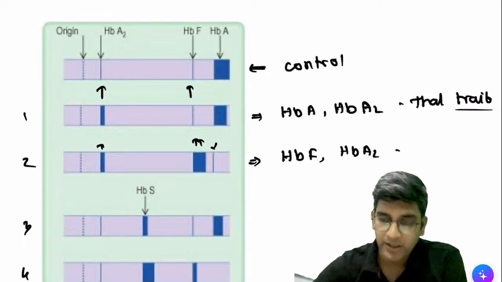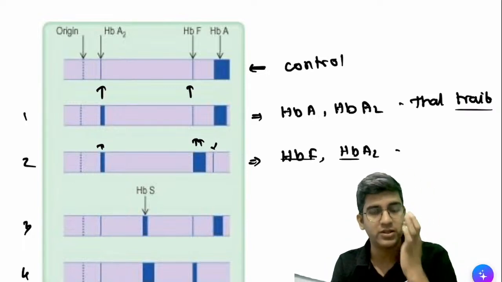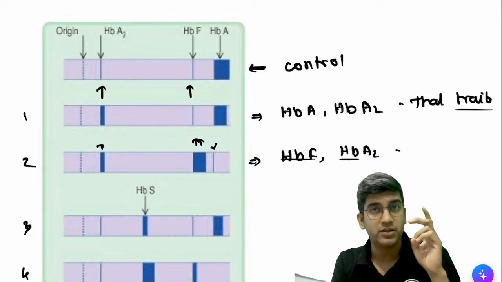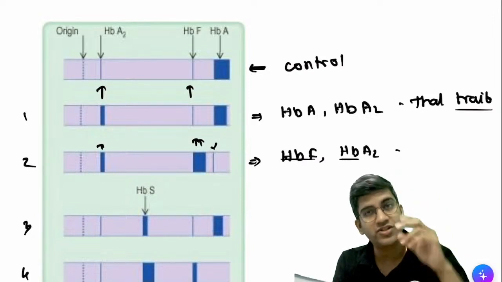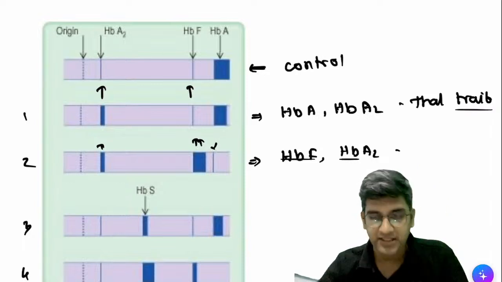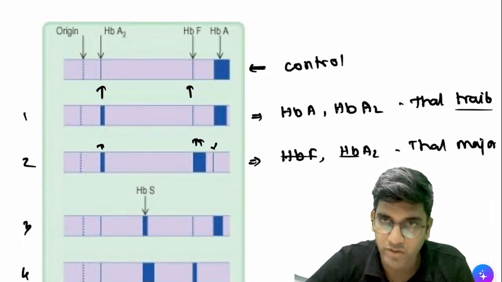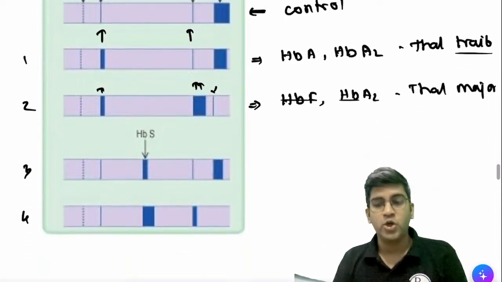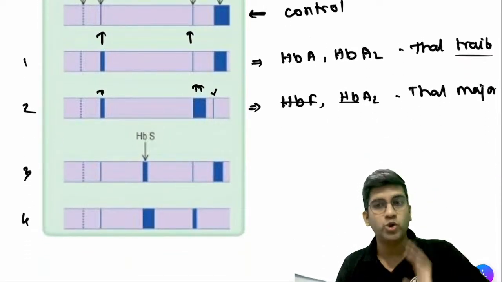Okay, now tell me what is the diagnosis here. Second patient, what's the diagnosis? A2 is present, so it is thal, right? F is also very, very high. So severe thal or less severe thal? Severe thal. So this will be a thal major, right? Clear? So thal, if it's major or homozygous, I need F also to be elevated, right?